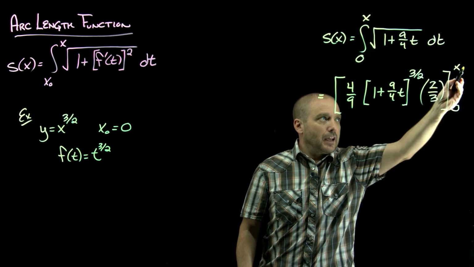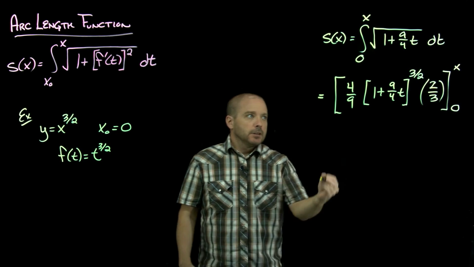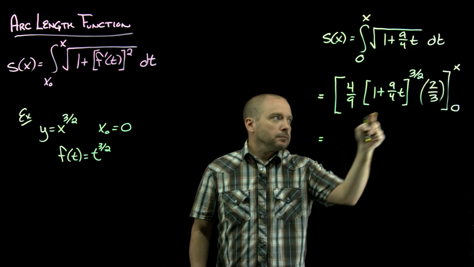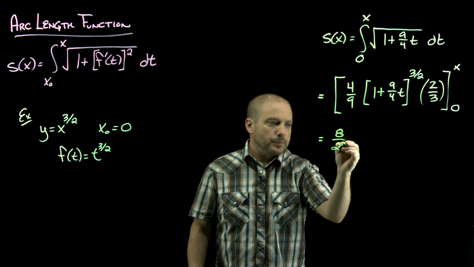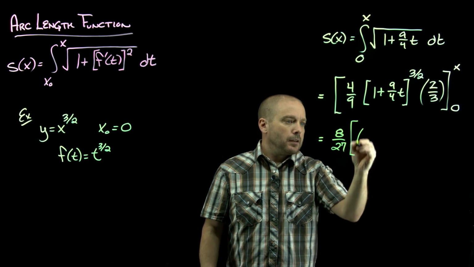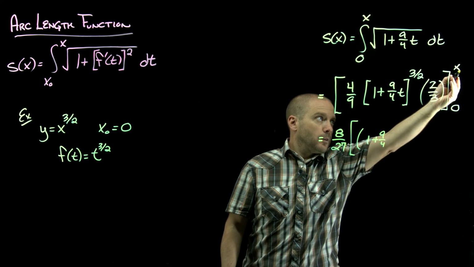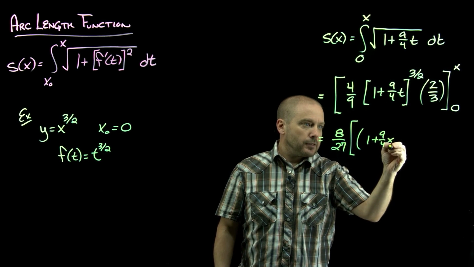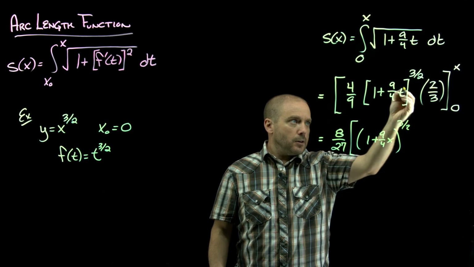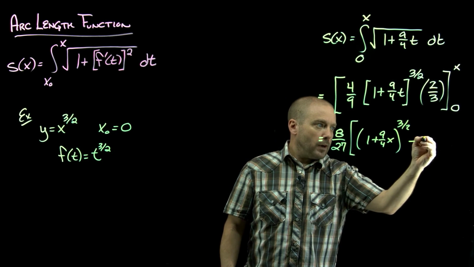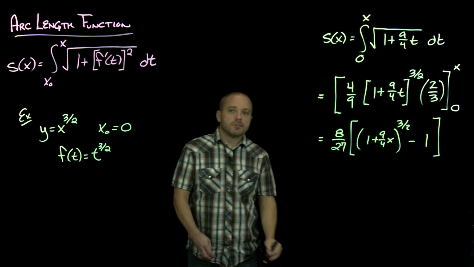And we're no longer saying end at 4. We're just saying end at some unknown value. So we saw that those constants just make 8/27. And then 1 plus 9/4. When you plug in x for t, you just get 1 plus 9/4 x to the 3/2. And when you plug in 0 for t, you just get 1 to the 3/2. And that's our arc length function.